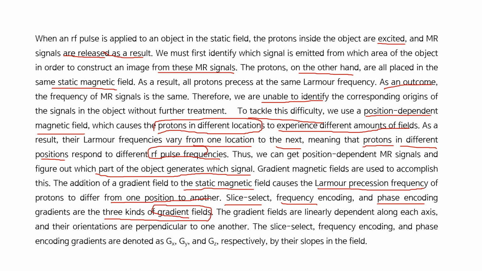The gradient fields are linearly dependent along each axis, and their orientations are perpendicular to one another. The slice select, frequency encoding, and phase encoding gradients are denoted by Gz, Gx, and Gy respectively, by their slopes in the field.